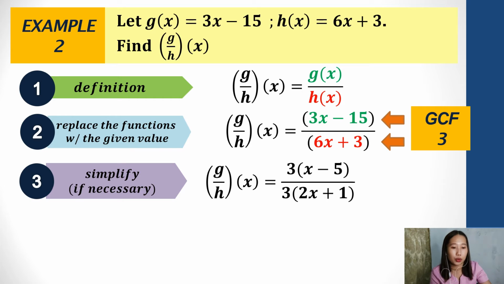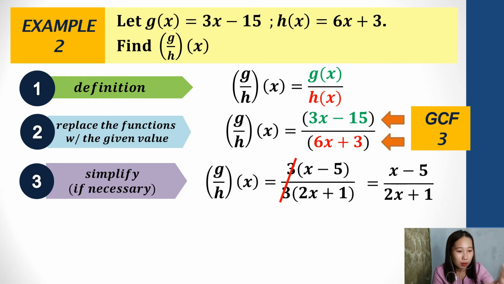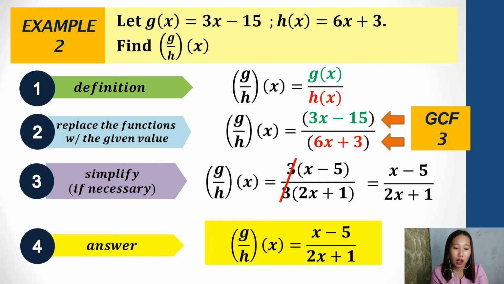So, kagaya nito, di ba 3 divided by 3 is equal to 1? So, pwede mo na siyang i-cancel out. Kasi okay na eh. Okay na. Yes, we have the answer x minus 5 over 2x plus 1. So, tignan mo muna siya kung masisimplify mo pa ba siya or hindi na. Kapag hindi na, let us write now our final answer. G over h of x is equal to x minus 5 over 2x plus 1.